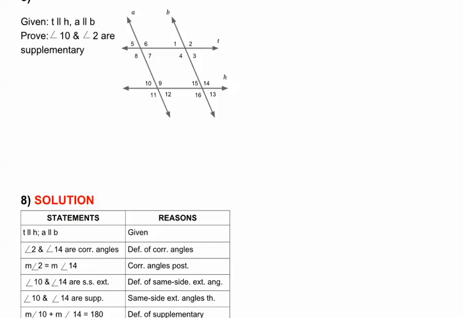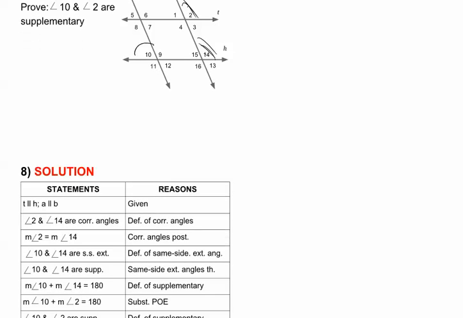Number 8, it's a little longer, but they want you to prove some relationship between 10 and 2. Well, they give you a bunch, there is no direct relationship, but there are relationships here. And I know that 10 and 14, let's say, are same side, which means they add up to 180. Okay, 10 and 14 should add up to 180. I also know that 2 and 14 are corresponding. And that's the route I took here. I first tell you that 2 and 14 are corresponding. Then I can say that they're equal. Why are they equal? Because they told me everything's parallel.